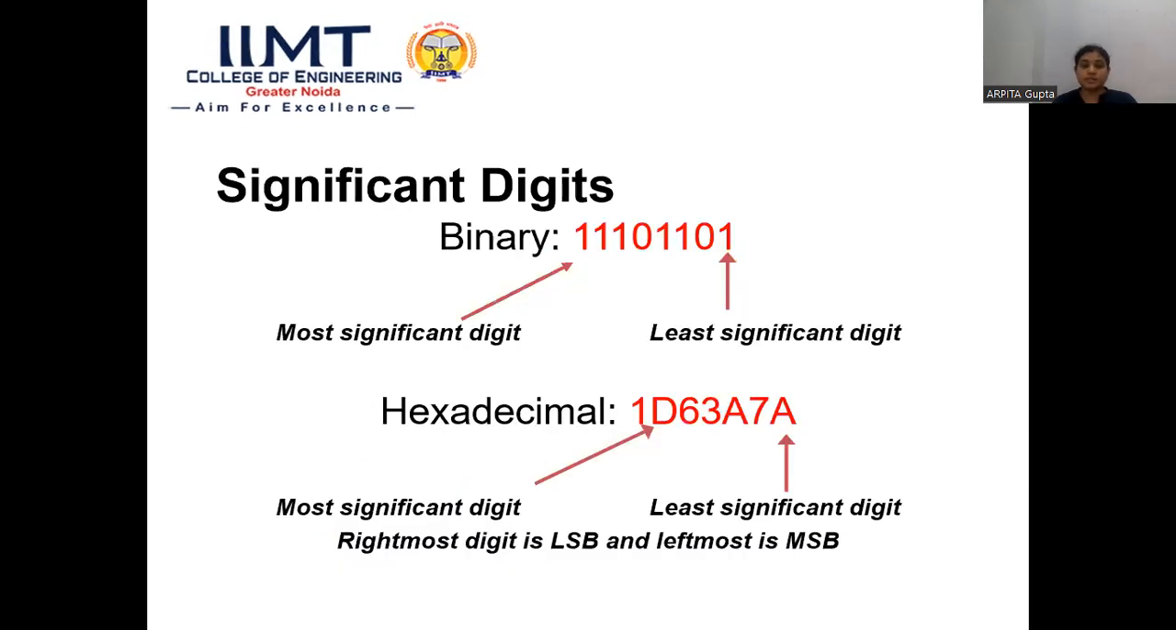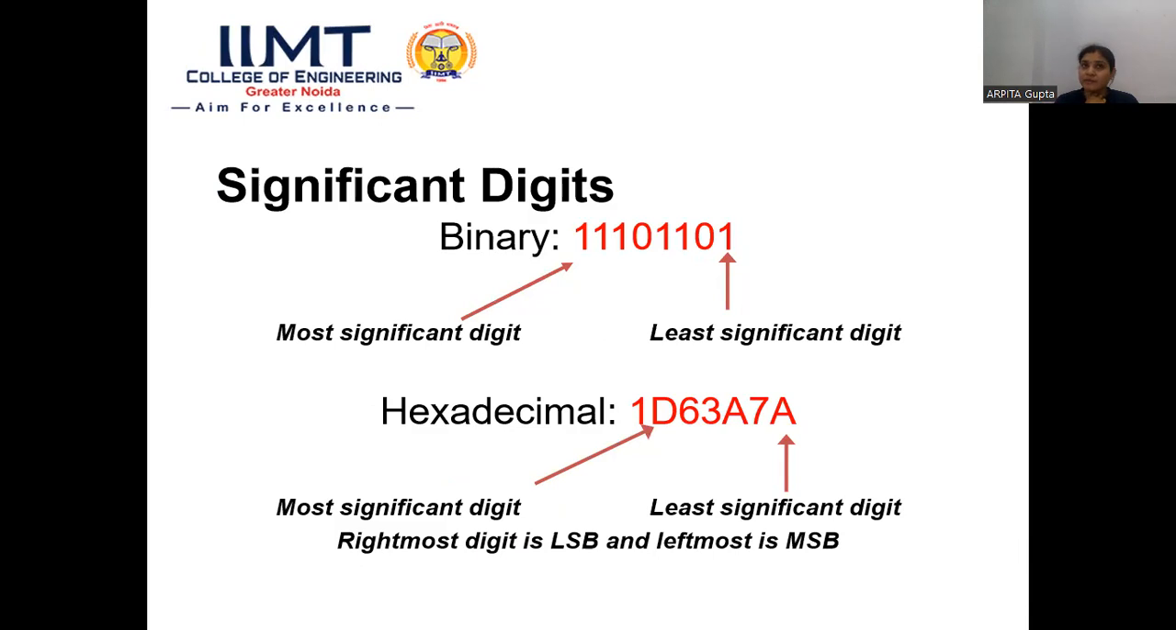Now the next one is significant digits. Significant digits are the specific digits within a number written in a positional notation that carry both reliability and necessity in conveying a particular quantity. Significant digits are of two types: most significant bits and least significant bits.